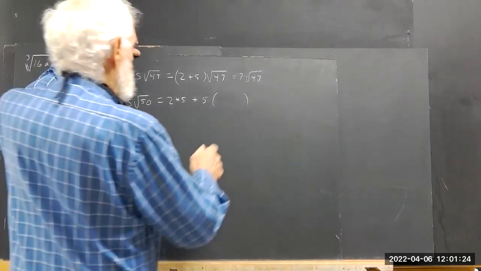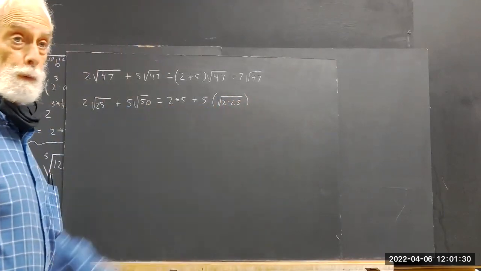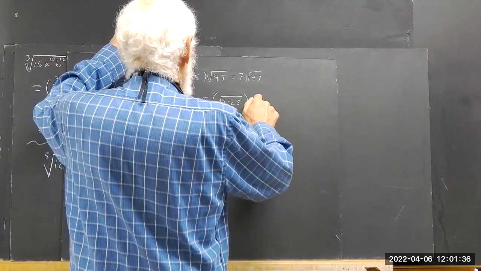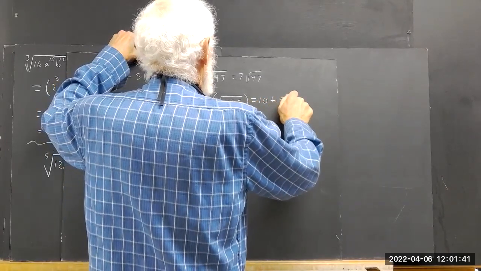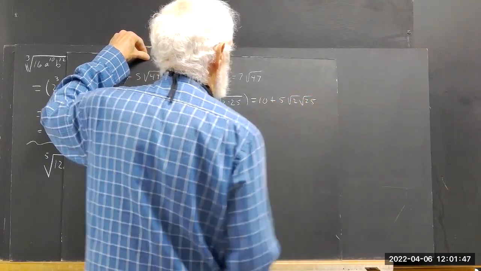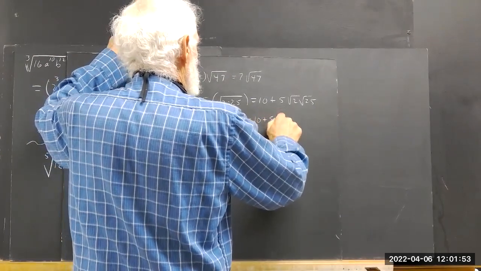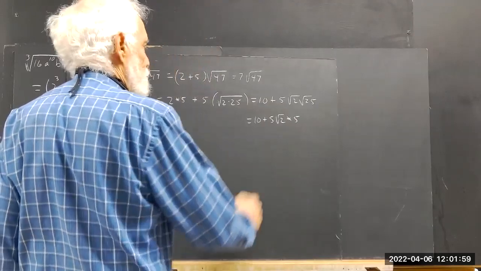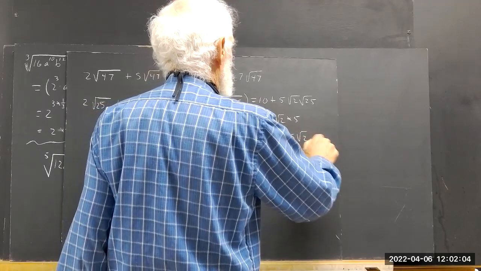Okay, it's the square root of 2 times 25, right? Which gives us 10 plus 5 times the square root of 2 times the square root of 25. Well, the square root of 25 is 5. Now we can multiply these 5s and we get 10 plus 25 times the square root of 2.